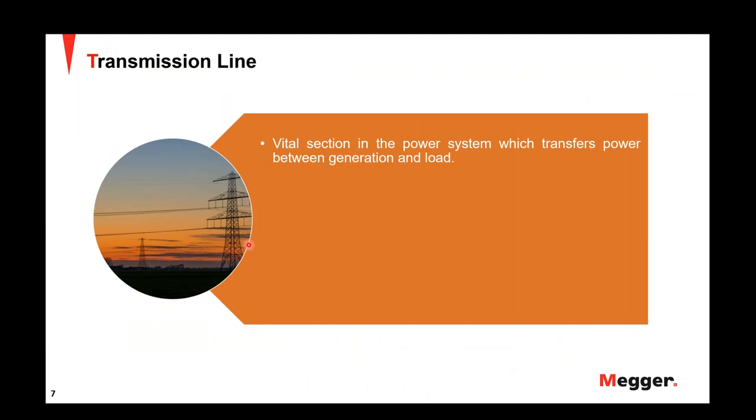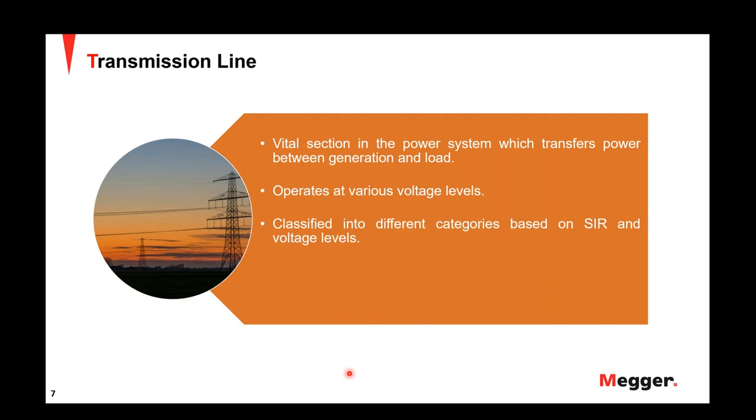So transmission lines are a section in the power system which transfers power between the generation and load, and operates at various different voltage levels. The classification of transmission lines is done in different categories based on the source to line impedance ratio and also the voltage levels. The classification on SIR falls under different categories: short lines, medium lines, and long lines.